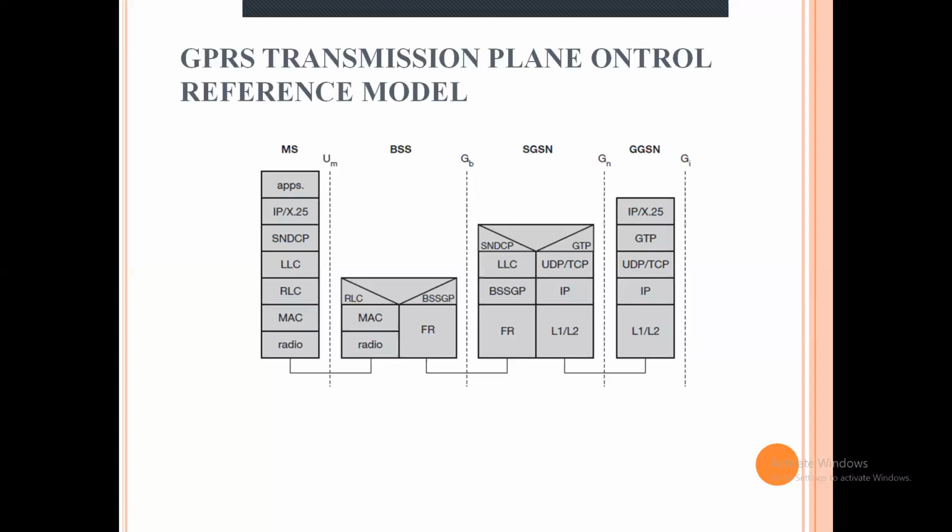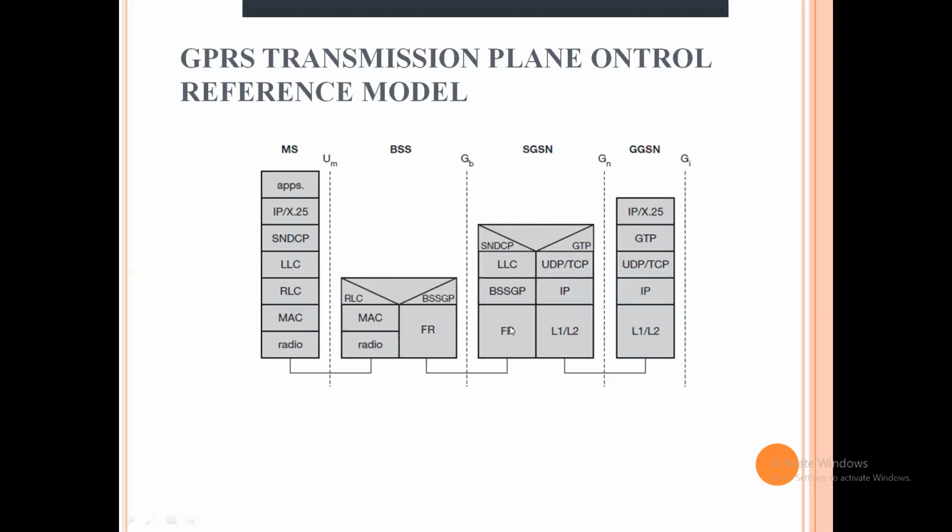Okay, this is about the base station subsystem. Now the third one, SGSN. Here this is a very important point. Why? Because this SGSN controls this BSS. This BSS controls this MS, and this GGSN controls this SGSN.